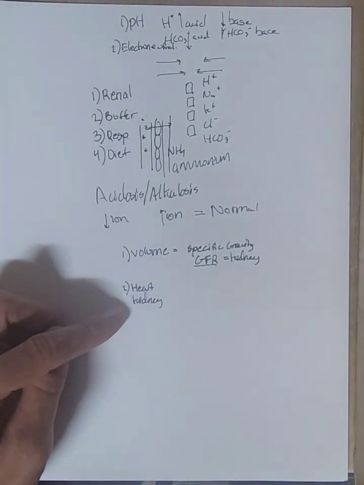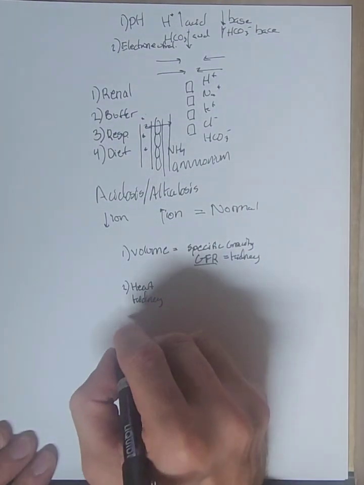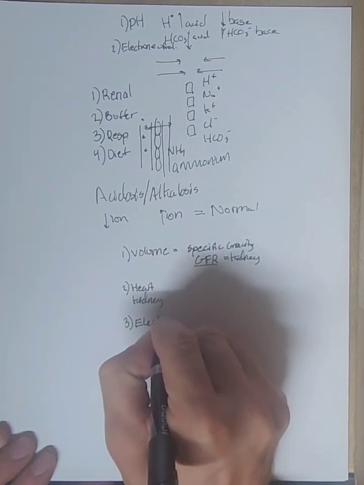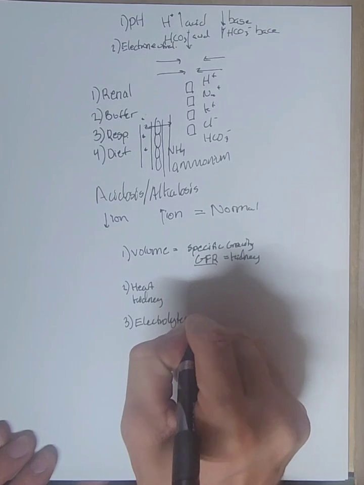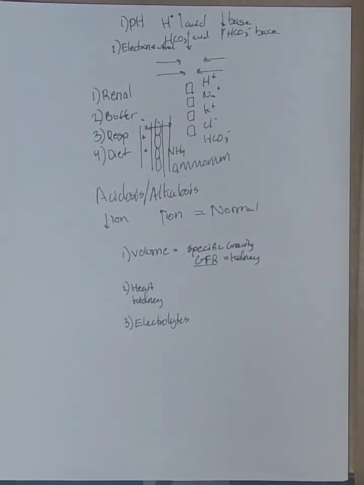Check your GFR. Ask the patient when the last time they urinated is. Put a Foley in and look at the urine color. Okay? Three, all of your electrolytes. Keep in mind that your electrolytes, your hydrogen, your bicarb, all of that will be off if your fluid volume is off. So what's an example?